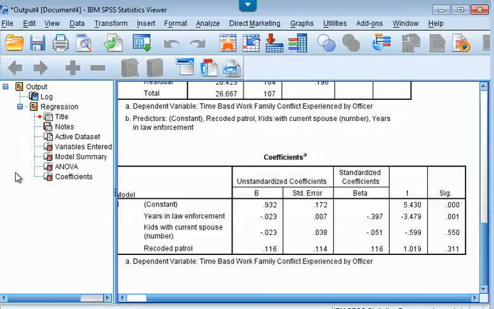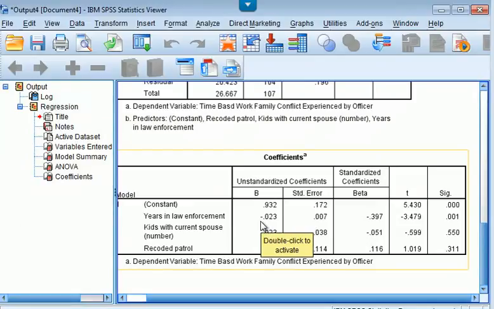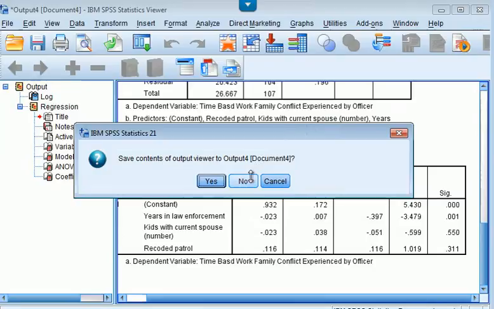Question 6 is moving along. It just asks you to interpret that significant relationship. This is a negative relationship, as you can see by the negative sign. So this means as years in law enforcement increases, time-based work family decreases. So that is the OLS portion of the quiz.